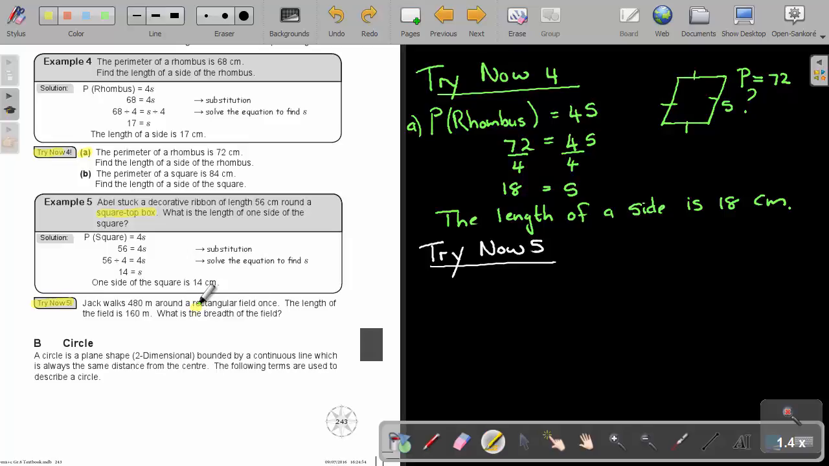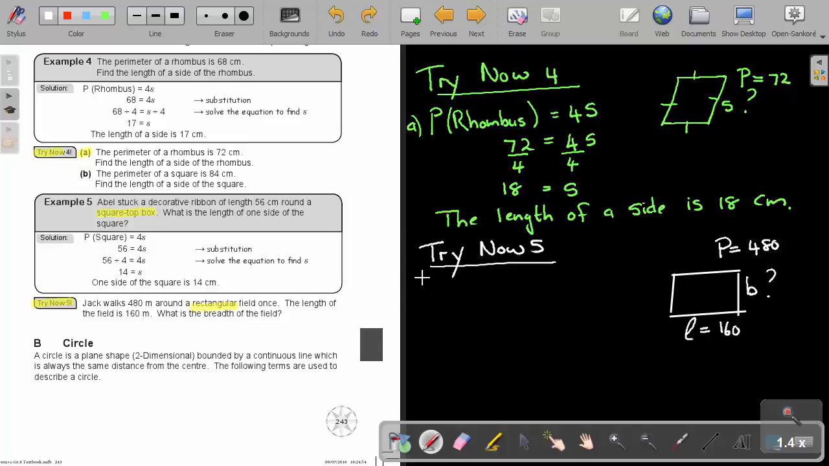Okay. Now, if I look at this one, Jack walks 480 meters around a rectangular field. Okay, so what is my focus? Rectangular. The length of the field is 160. What is the breadth of the field? Now, I think it's good in this case that you first make a picture for you and fill it in. Okay, my picture is now a little bit rough. So Jack walks around a rectangular field, so the distance around will be the perimeter. The length of the field is 160. What is the breadth? I'm looking for that one.